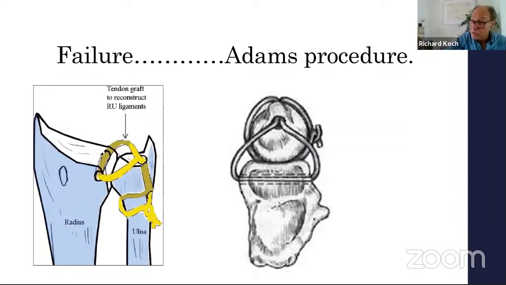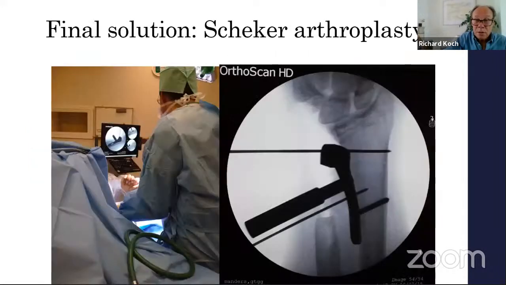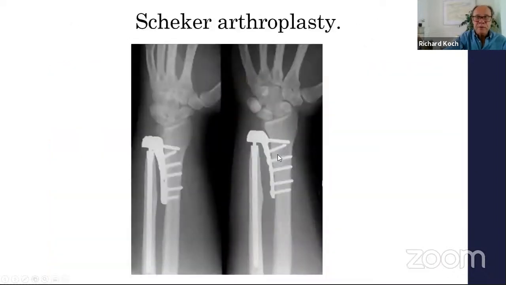Failures, which is possible, of course, we use the Adams procedure, or the final solution, the Shaker prosthesis, which is a very good arthroplasty in my experience. But it's a very expensive prosthesis, but as a salvage procedure, it's a great alternative. So that is about all.